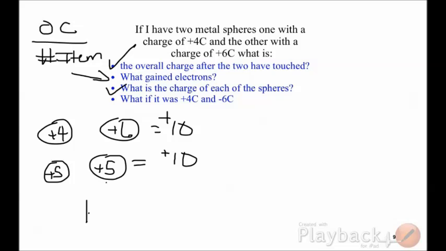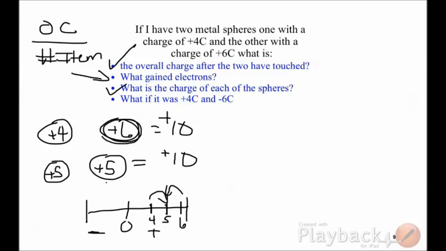Well, if we look at a number line, this is 0, these are negative, these are positive. One went from 4 to 5, so it became more positive. And the other one went from 6 to 5, so it became more negative. The positive 6 one actually gained electrons because it became more negative. Also, if you think about it, a greater positive charge attracts the electrons more.